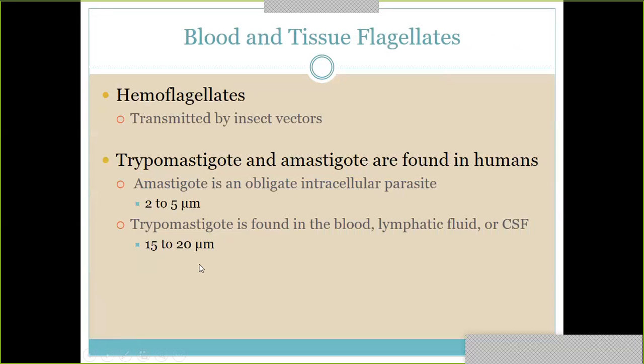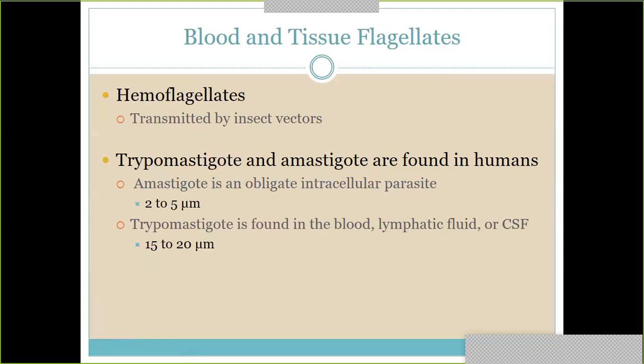All right, going back to some other flagellates, these are going to be blood and tissue flagellates specifically. So they are going to be passed by a vector, like a fly or mosquito or something like that. And now we're using different terms for the stages. In this case, we're referring to amastigote and trypomastigote stages.